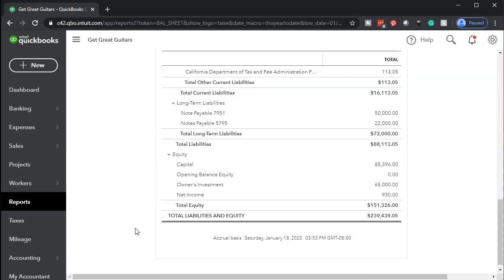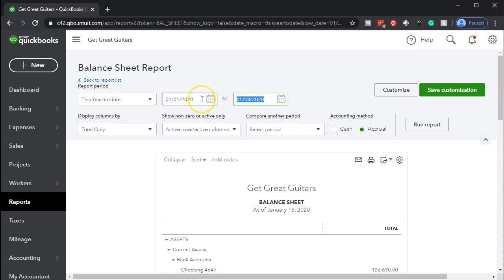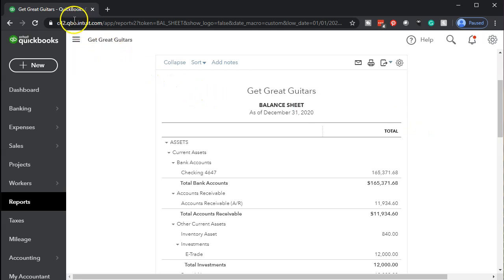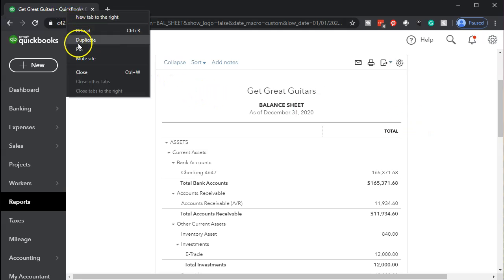We're going to be changing the dates up top, those dates from January. Let's break it out to the end of the year because that's just easier to type, 12/31/20. And then I'm going to say run that report. Then we'll duplicate that report, right-clicking on the tab up top and duplicating it.